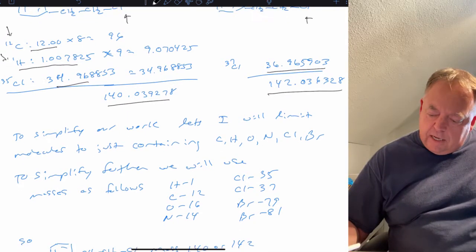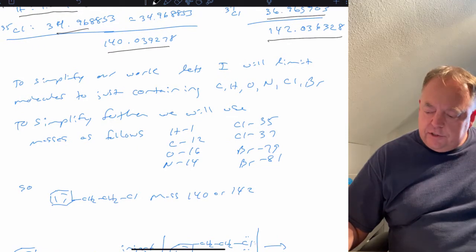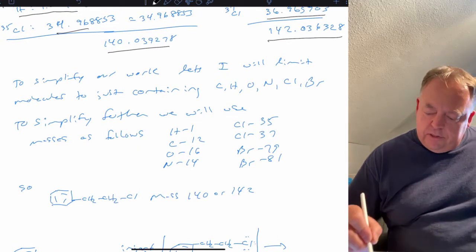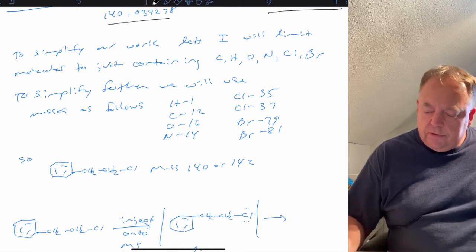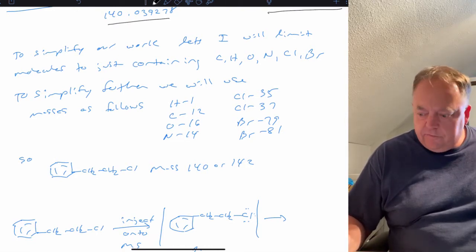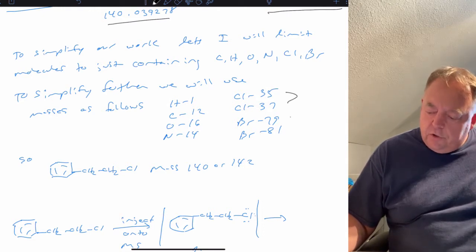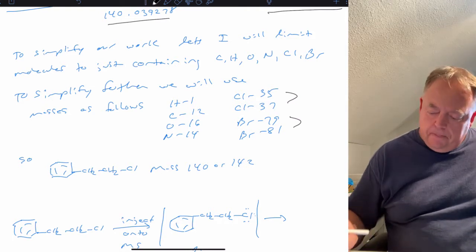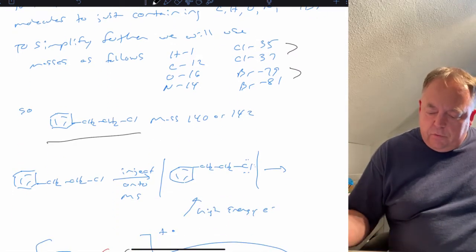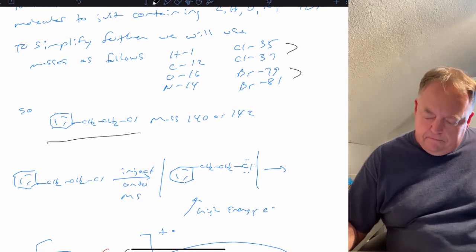what we do in this class, we're going to limit the molecules to just carbon, hydrogen, oxygen, nitrogen, chlorine, or bromine. And we're going to simplify it further by just using masses of hydrogen as 1, carbon's 12, oxygen 16, nitrogen 14, chlorine either 35 or 37, depending on which isotope, and bromine either 79 or 81, depending on which isotope. So this molecule then would have a mass of 140 or 142 if we simplified it like that.